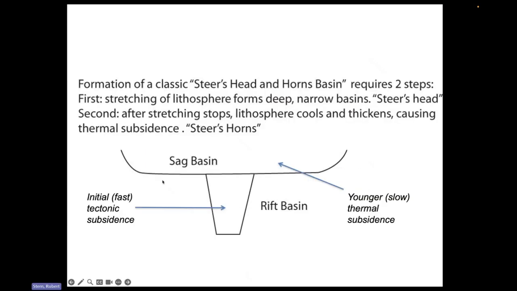All right, so the formation of a classic steer's head and horns basin requires two steps. The first is the stretching of the lithosphere, which forms deep, narrow basins. That's the steer's head. And the second is after stretching stops, the lithosphere cools and thickens, causing thermal subsidence, which is the steer's horns, the sag basin. So the head is the rift basin, the horns is the sag basin. The initial subsidence to make the rift basin is fast. The subsidence that makes the sag basin is slower.